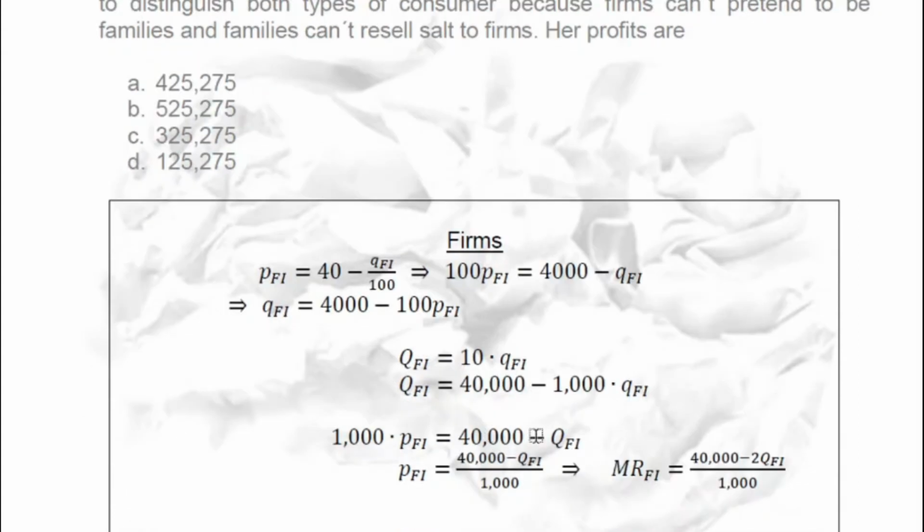Then if we isolate P, we have 1000P equal to 40,000 minus Q, then P equal to this. Okay, then marginal revenue is (40,000 minus 2Q) divided by 1000. Well, I don't need the price range because I'm not going to aggregate, because I'm going to practice price discrimination.